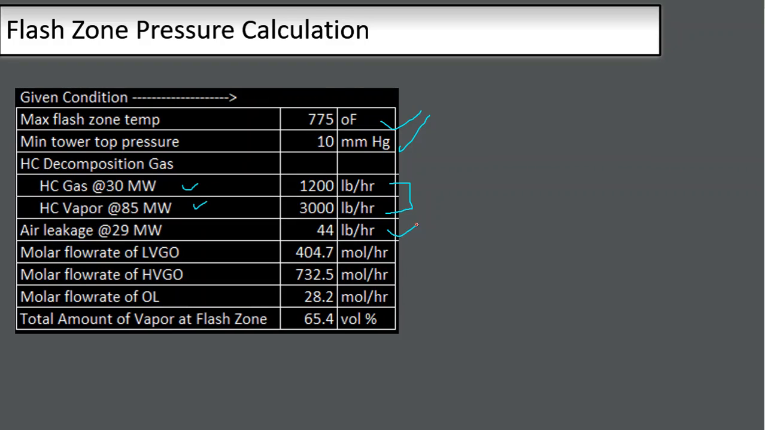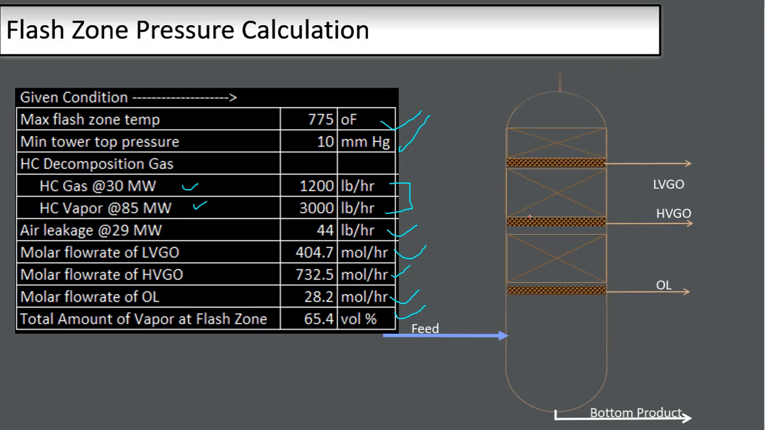Molar flow rate of LVGO, HVGO, and the overflash. Their moles are given here. These three products are basically produced from the vacuum distillation column, and the total amount of vapor at the flash zone is 65.4 volume percent. So at the flash zone we need to vaporize 65.4 volume percent of the feed, and these are the required materials. There are three products from the vacuum distillation column. So how do we calculate the pressure?